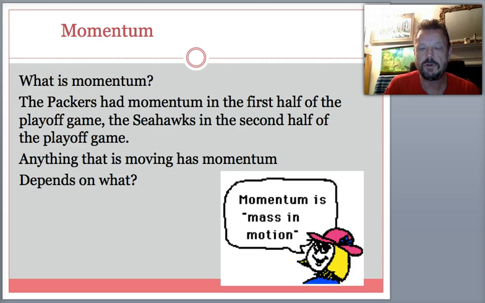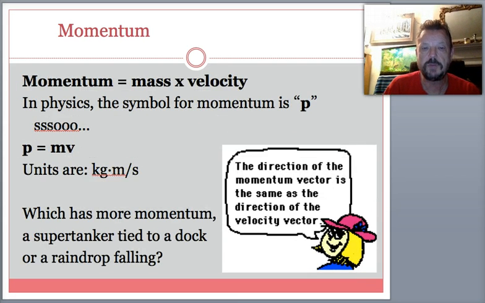A normal everyday use of the word momentum is in sporting events. The Packers had momentum in the first half of the playoff game, the Seahawks in the second half of the playoff game. The formula is momentum is mass times velocity. In physics, the symbol for momentum is the lowercase p. The units are kilograms meters per second.